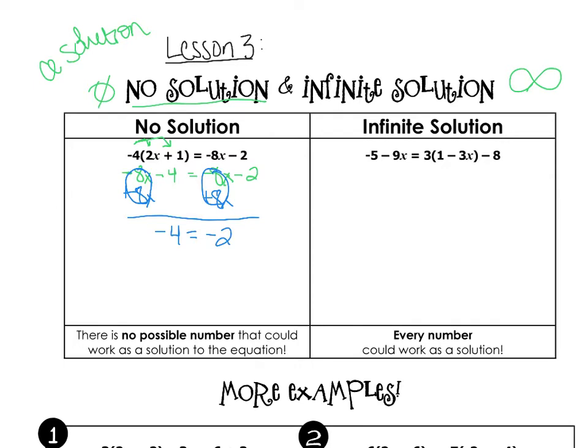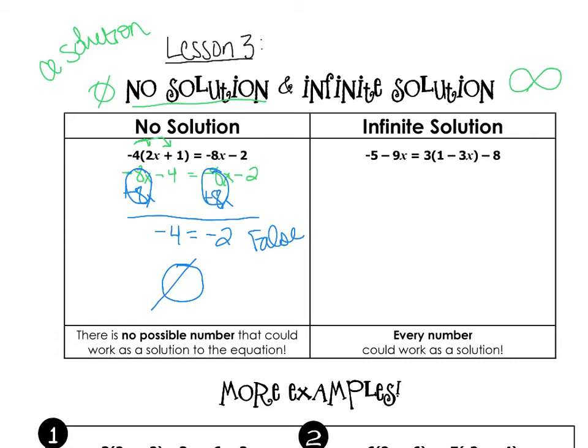Now, I know math does some funny things, but I don't know a situation where -4 can ever equal -2. This is a false or untrue statement. And because it's untrue or false, this is no solution. We use that empty set. So there's no possible number that could work as a solution for the equation.